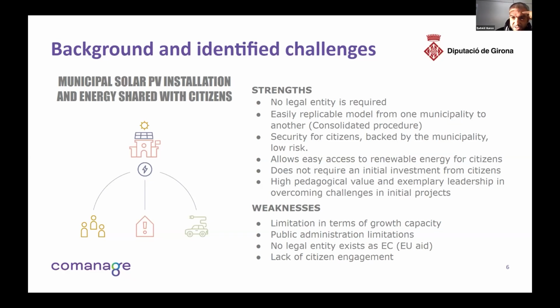It also has limitations in terms of growth capacity. Municipalities don't have many rooftops, and there are also the limitations of being a public administration and all the legal processes. And as it is not a legal entity, it cannot access specific grants. And we are seeing some lack of citizen engagement.